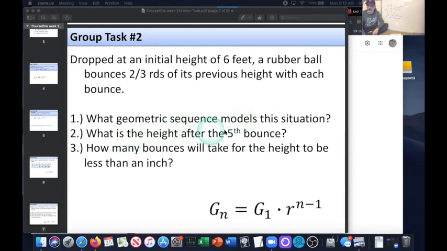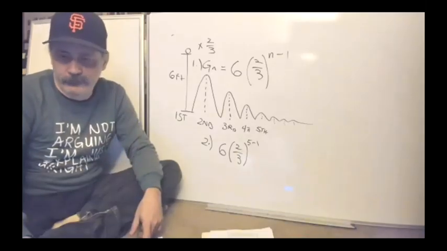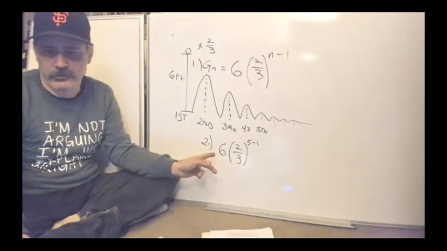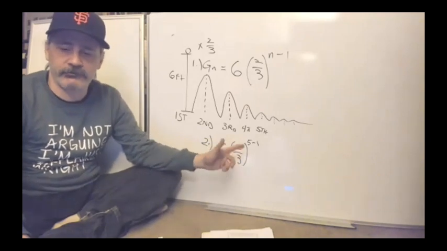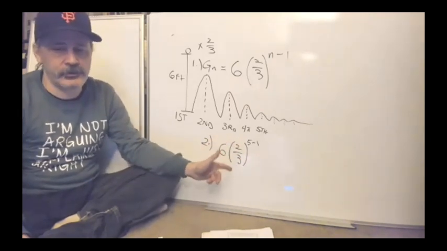So we want to find the height after the fifth bounce. All right, so then if we want to use the formula, our exponent's going to be 5 minus 1. Okay, so this is what you could calculate. Now, be careful again when you calculate this, because if you want to raise this fraction to an exponent, it's better to put it in parentheses.